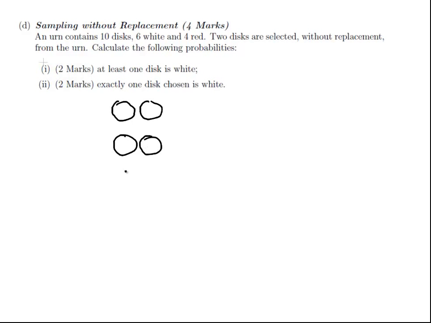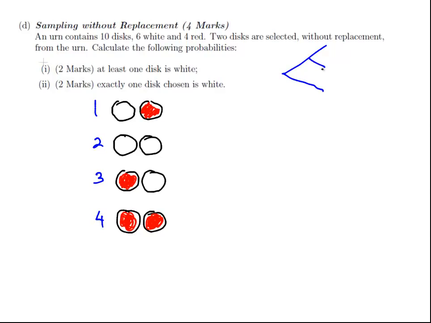Another possible outcome is, there's 4 possible outcomes essentially. The first one is white and the second one is red. The first one is white and the second one is white. The first one is red and the second one is white, and the first one is red and the second one is red. So these are the 4 possible outcomes we can get. And you can demonstrate that by a very simple probability tree. Now, let's just look at the probabilities of each.